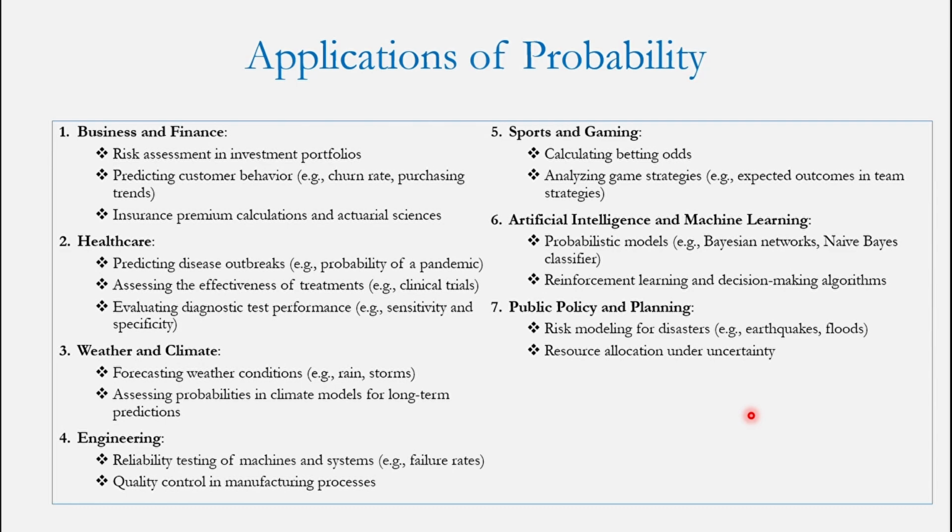Some areas where we apply the concept of probability include business and finance, where we look at things like customer behavior, predicting the churn rate, and the probability of purchasing trends. Also, we look at healthcare, where we see the probability of a pandemic or assessing the effectiveness of treatment. We also have climate and weather, where we see things like forecasting of weather conditions, what's the probability tomorrow it's going to rain. And the important part is artificial intelligence and machine learning, and this we'll be seeing towards the end of this series. We have probabilistic models such as the Bayesian networks.